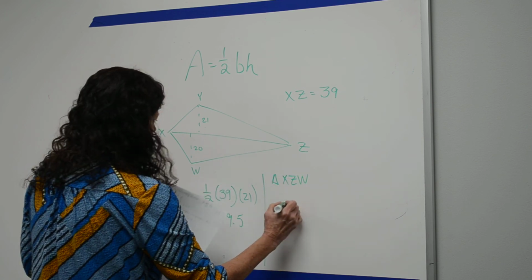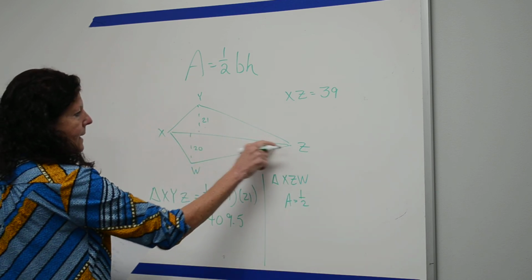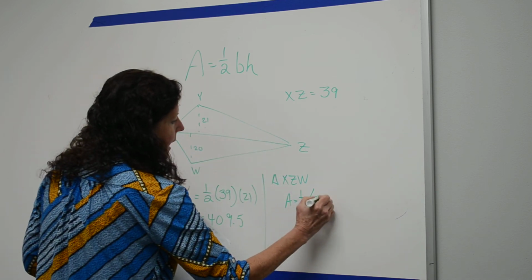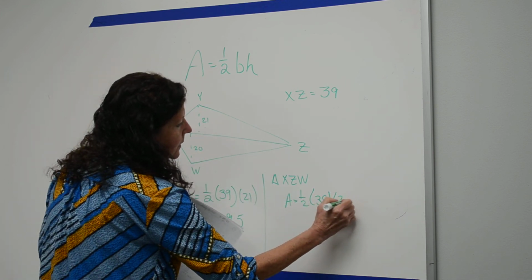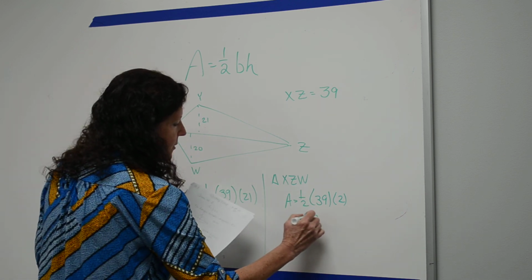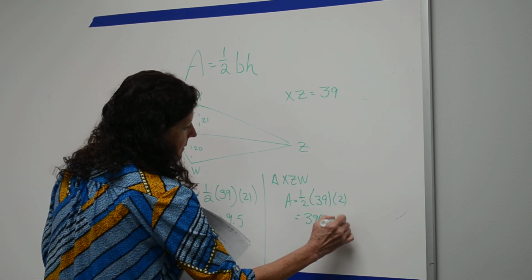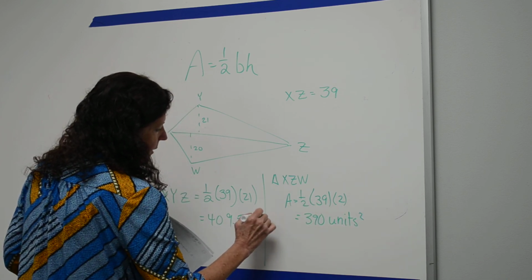Then you have this triangle down here, triangle XZW. Again, area is equal to 1/2. The base is going to be this part, so 39. But now the height is going to be 20. So I'm going to multiply that together, and I'm going to get 390 units squared. Obviously this is also units squared.